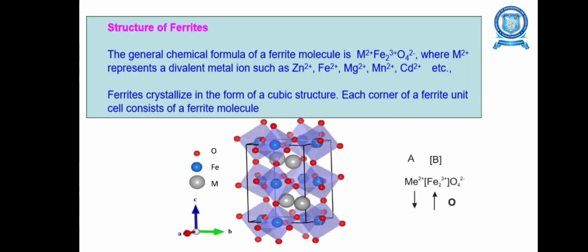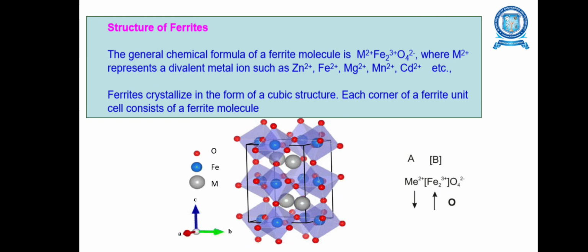This is the structure of a ferrite. The general chemical formula of a ferrite molecule is M2+ Fe2 3+ O4 2-. So iron oxide Fe3O4 has one of its iron atoms replaced by an M2+ ion, that is, a divalent metal ion, for example zinc, iron, magnesium, manganese, or cadmium.